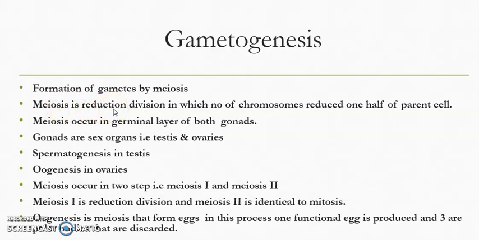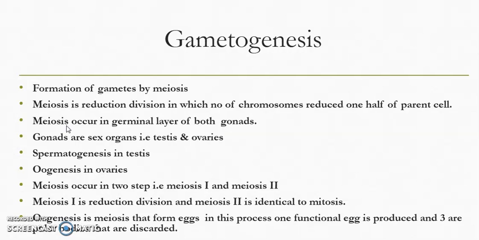It is a cell division, and it is a reduction division in which the number of chromosomes is reduced to one half of the parent cell. So in meiosis, each cell is converted into four cells, while in case of mitosis, one cell is converted into two. Next is meiosis.